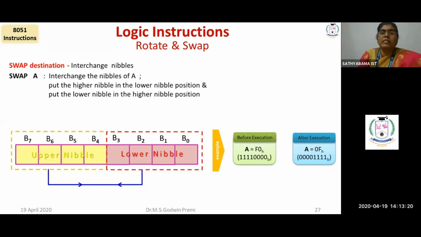It is nothing but actually a 4-bit rotation. You are moving 4 bits in either direction, either left or right. Just have a look. Before execution, A is F0, that is 1111 0000. After doing swap, you will be getting A equal to 0F. So swap, you can do only on the contents of the accumulator.